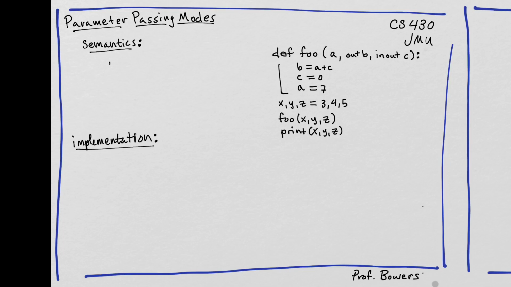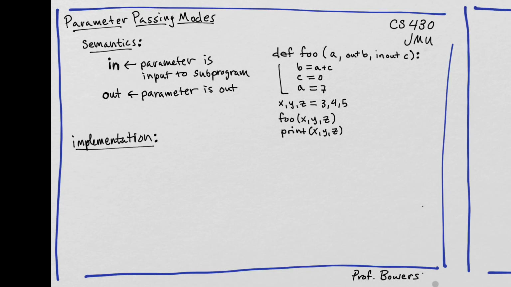The first one that you're all very familiar with is in-mode parameter passing. This is, of course, what Java does. Here in in-mode parameter passing, the parameter is input to the subprogram. Another set of semantics is out-mode parameter passing. And here the parameter is not input, it's actually output from the subprogram.